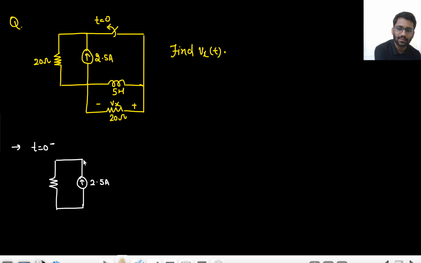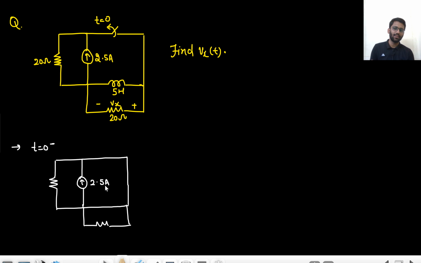Yeah, this is the circuit actually. This is closed, and the inductor will be shorted, and this 20 ohm will be there. For t equals 0 minus, this is closed, so the inductor will be shorted. Steady state would have been reached, right? This is 20 ohm, this is also 20 ohm. So Vx at t equals 0 minus is 0 volt, but that's not a matter of concern.